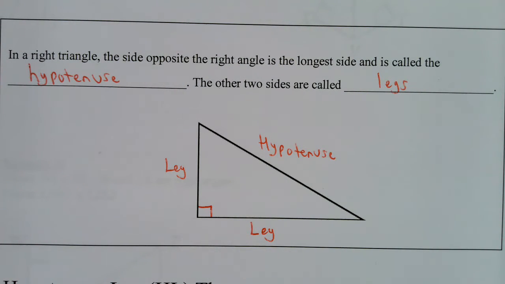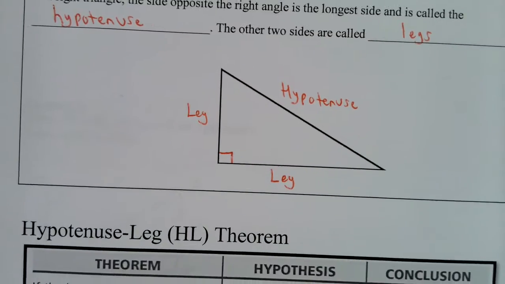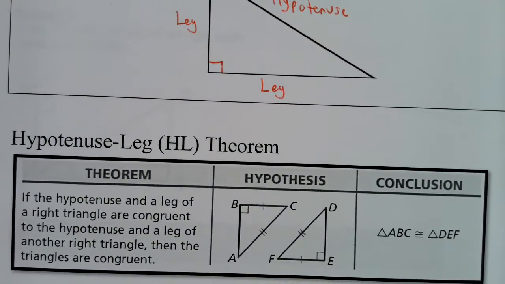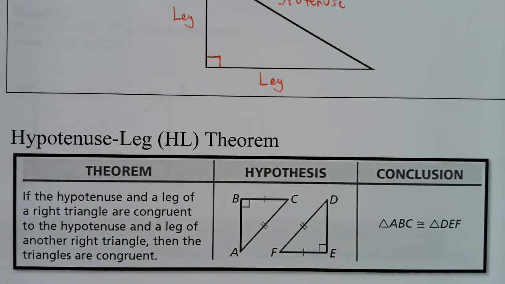All right, now let's get to our 5th shortcut. It's called hypotenuse leg, or HL for short. So here's the theorem. Again, this is only for right triangles. If the hypotenuse and a leg of a right triangle are congruent to the hypotenuse and a leg of another right triangle, then the 2 triangles are congruent.